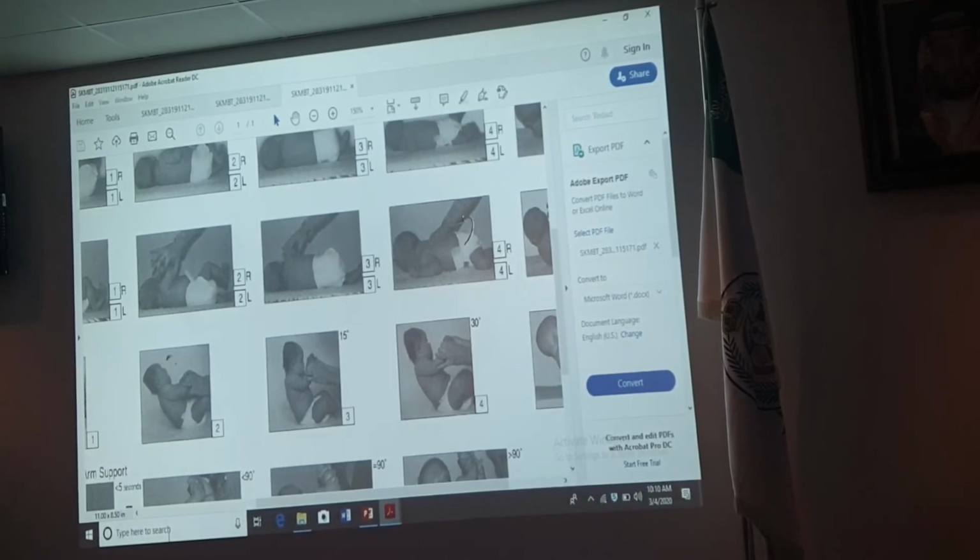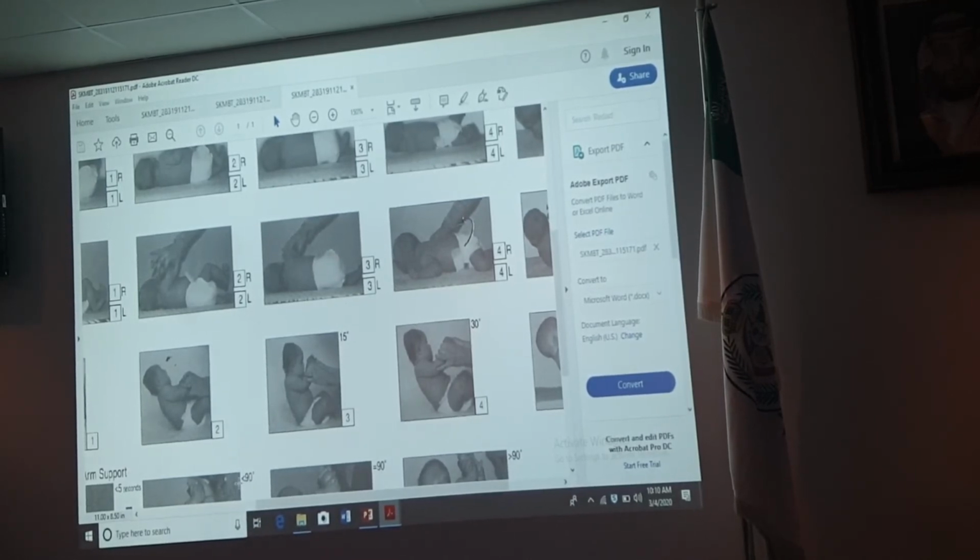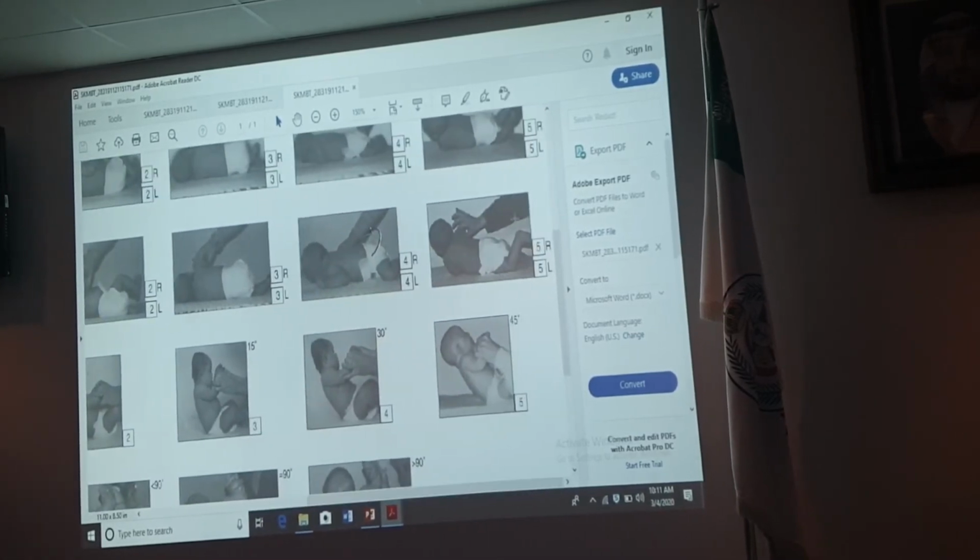Child has turned prone. Prone and lifted the head. Child has turned prone and lifted the upper torso. So right and the left you check. For these items you have a 5 score.